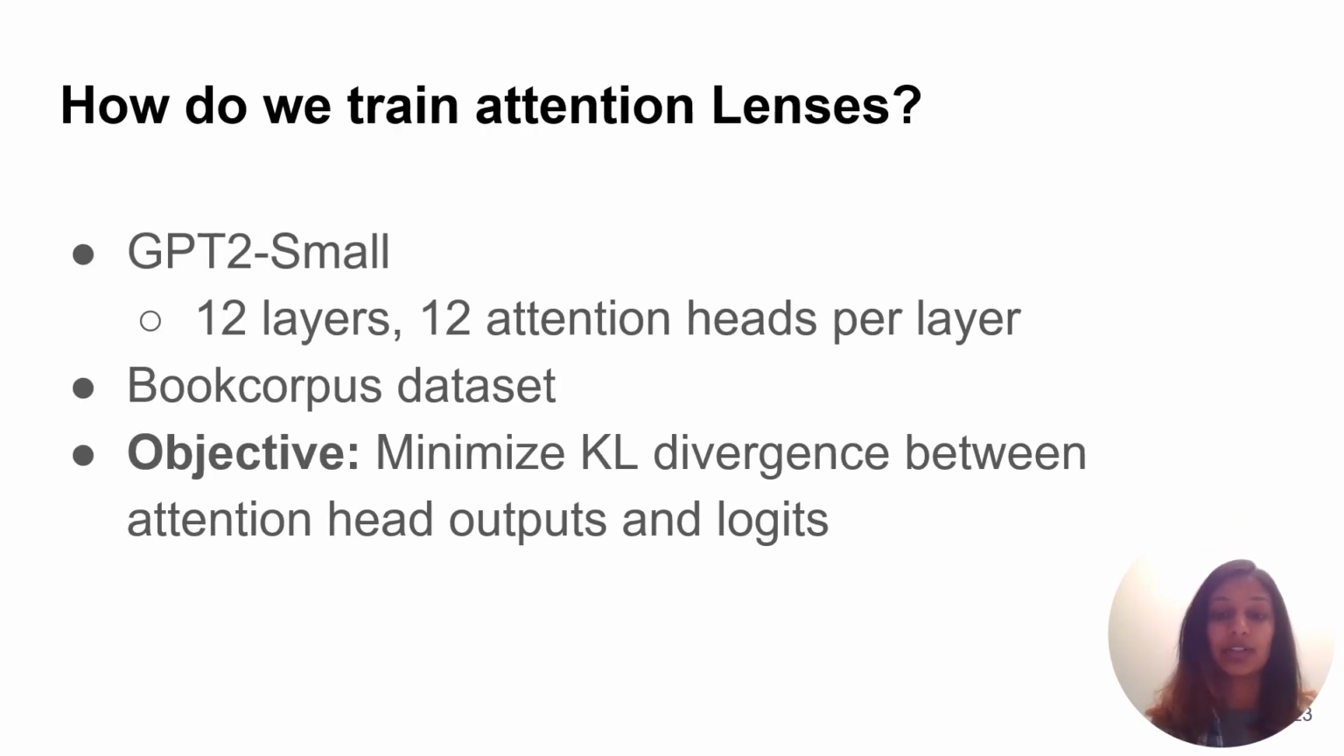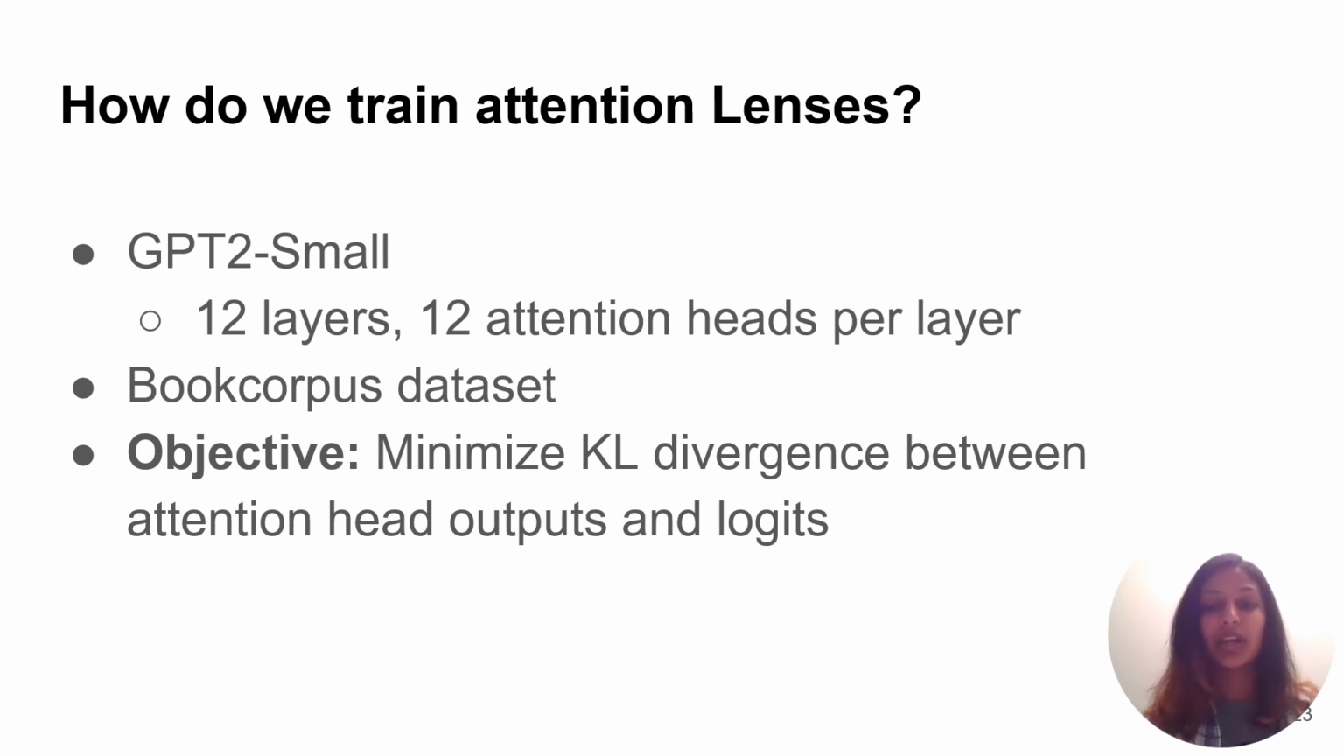Now we're prepared to visualize some use cases of attention lenses, but before we can do that, we actually need to train some attention lenses for ourselves. In this talk, we do that by training attention lenses for the model GPT-2-Small, which as a reminder has 12 layers with 12 attention heads per layer, which means a total of 144 attention heads. We train a lens per attention head.